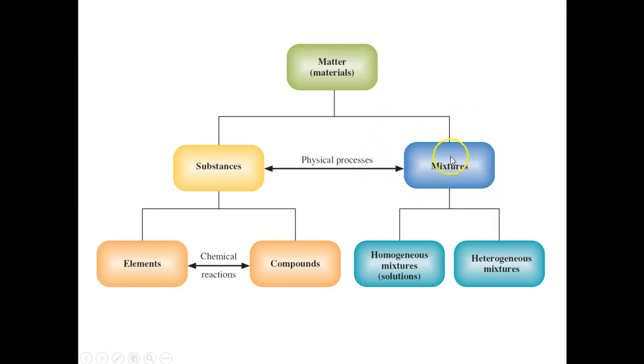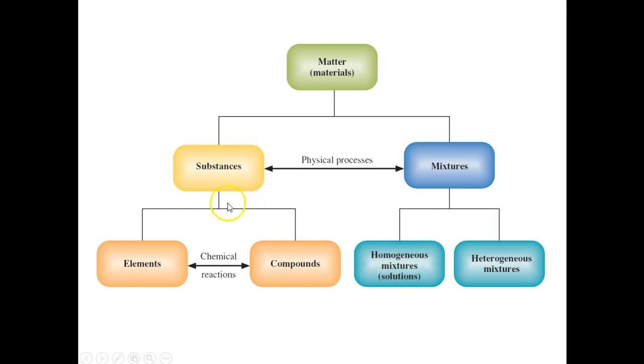And so again, within mixtures, there are two types of mixtures. A heterogeneous mixture has a non-uniform composition: cement, salad dressing, cookie, things like that. A homogeneous mixture has a uniform composition: Gatorade, Kool-Aid, air, sugar water, sweet tea.